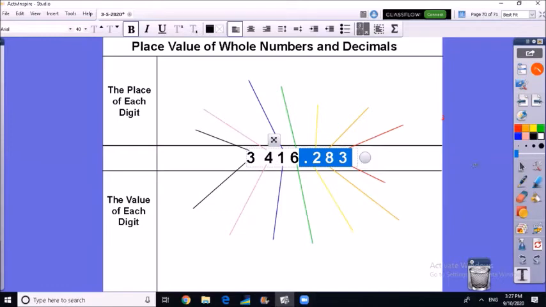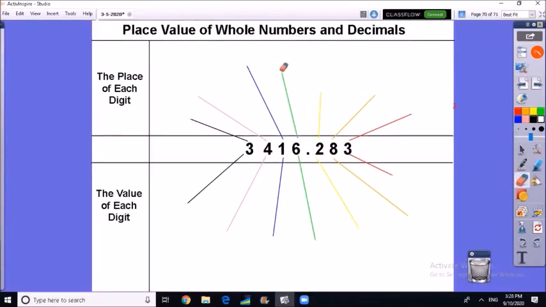So here, 3,416.283, we need to find the place and the value of all these digits. The same thing that we've done when we ignored the decimal point and what's after it, we're going to do right now here. What is the place of the 6? Don't say, please, Mr. Ahmed, that 3 is the units. No, we have a decimal point and some digits after the decimal point. We need to hide them. The first digit before the decimal point, which is the 6, is going to be our units.